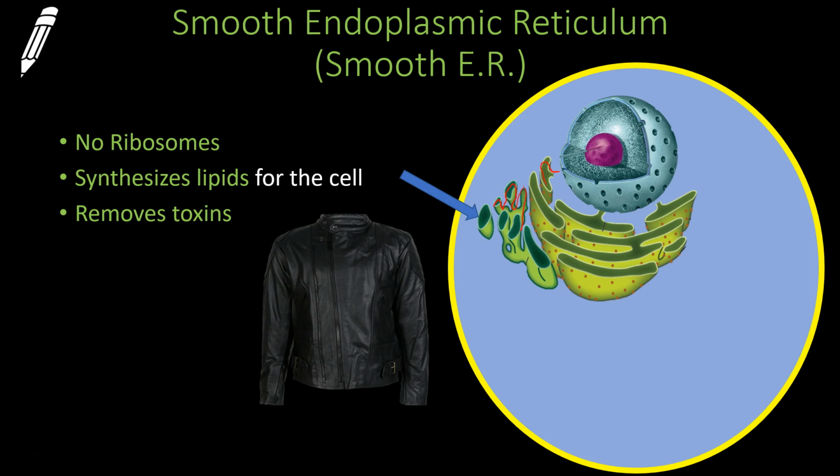But what does a smooth ER do? The smooth ER synthesizes lipids. It makes fats for the cell. And another thing that it does is it also removes toxins.